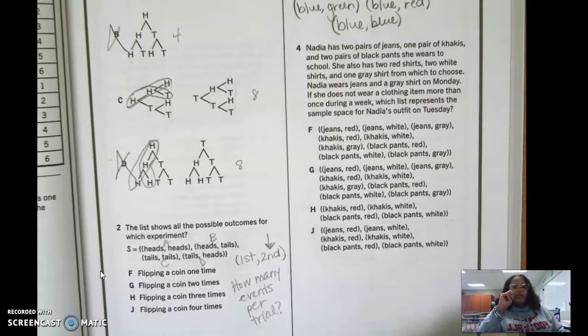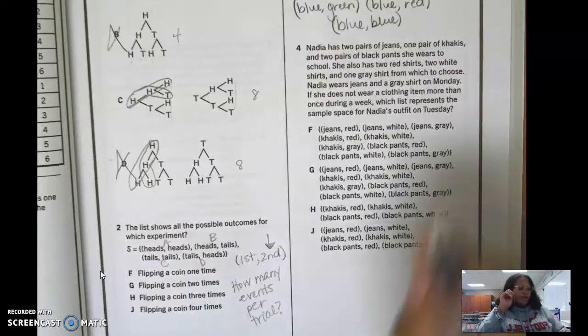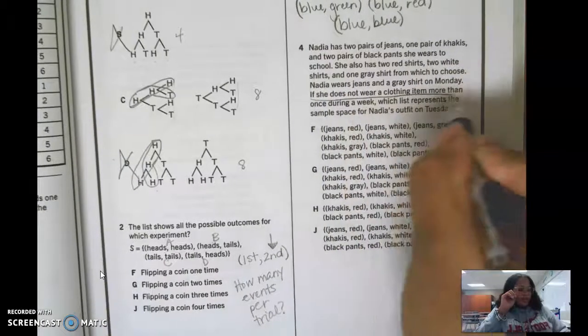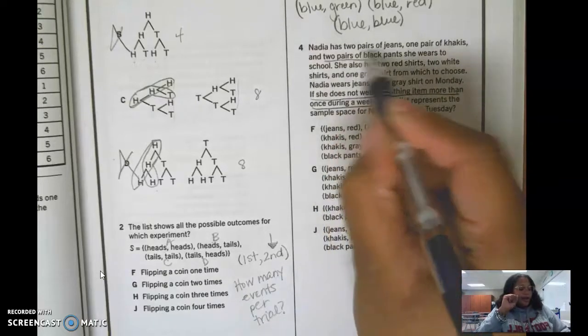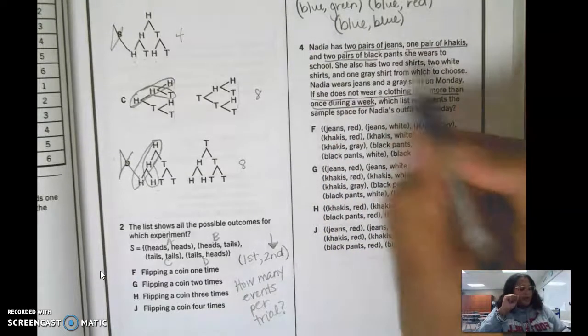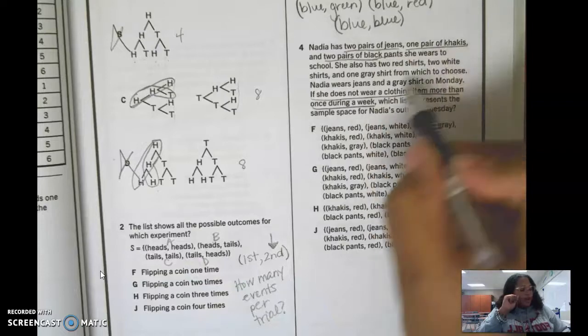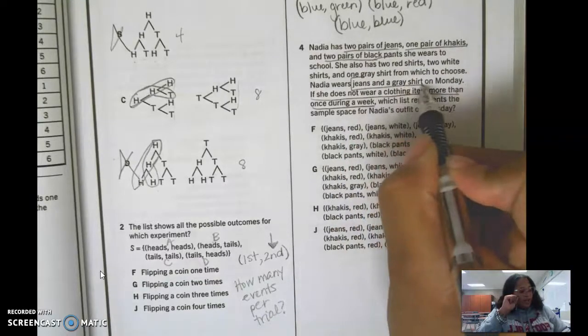Nadia has 2 pairs of jeans, 1 pair of khakis, and 2 pairs of black pants she wears to school. She also has 2 red shirts, 2 white shirts, and 1 gray shirt from which to choose. Nadia wears jeans and a gray shirt on Monday. If she does not wear a clothing item more than once during the week, that means she's not repeating anything. Which list represents the sample space for Nadia's outfit on Tuesday? I've got pants, 2 pairs of jeans, 1 pair of khakis, a pair of black pants. She already wore a pair of jeans and a gray shirt.